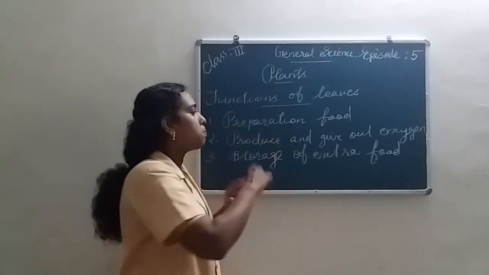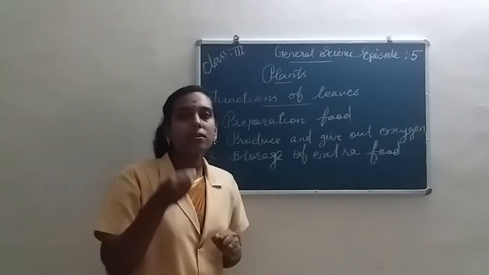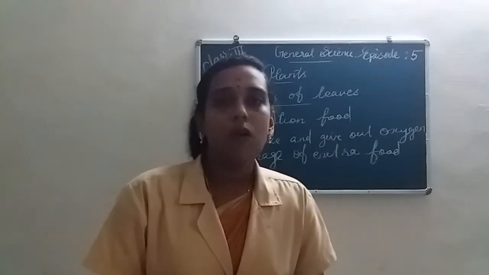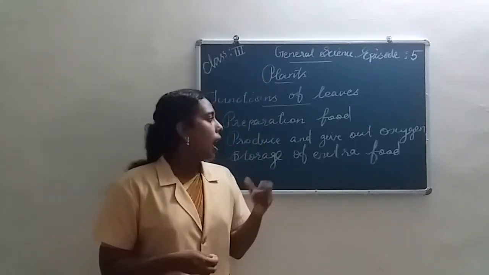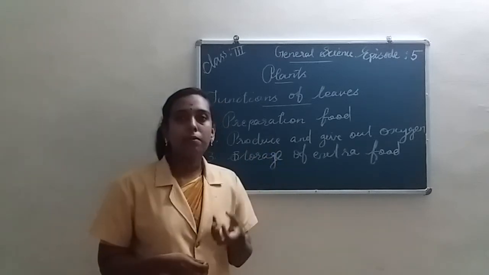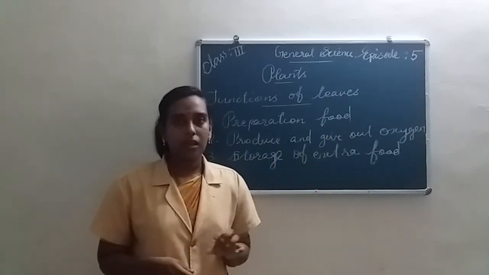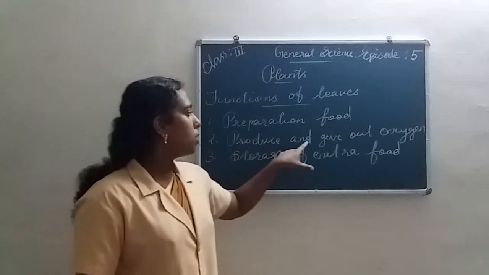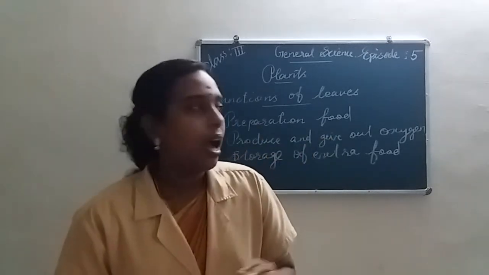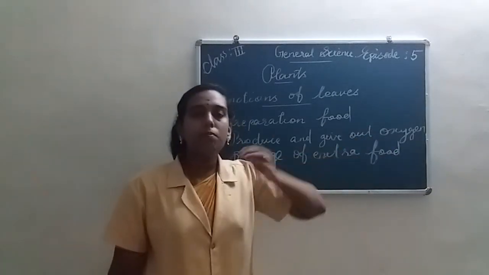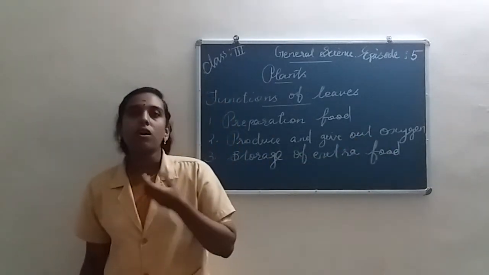And the second one is produce and give out oxygen. The leaves of the plants give out oxygen into the atmosphere at the end of photosynthesis, and human beings and animals use this oxygen for breathing.